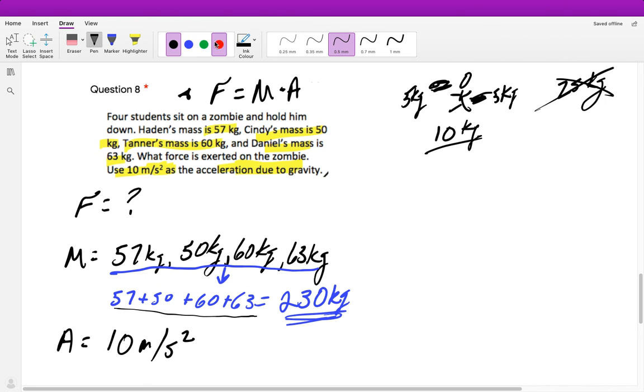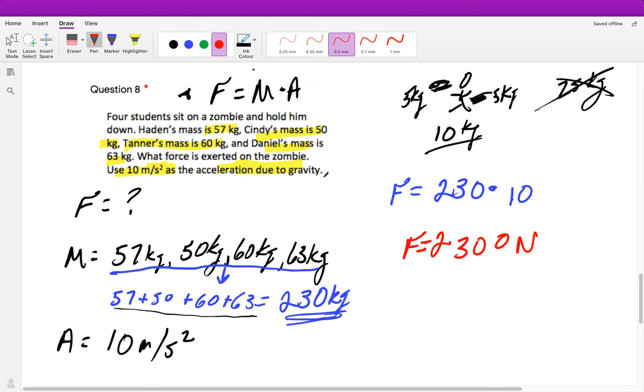What is the force? Once again, this one's a little bit easy where we're just going to plug it in to our formula. We don't know our force, so it's just equal to our mass, which was a total of 230 kg, times our acceleration, which was 10. So when we actually multiply this out, our force is equal to 2,300 newtons. Or like you would have written in your Google form, it's just 2,300.